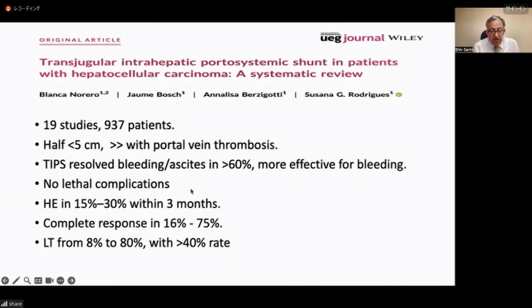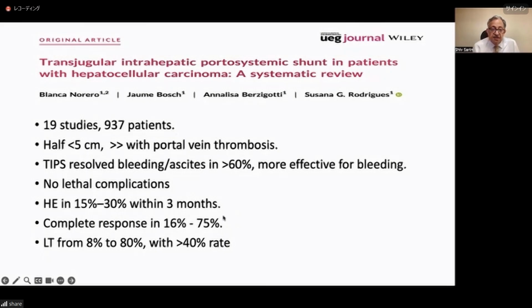There were no lethal complications. Encephalopathy developed in 15% to 30% within 3 months' time. There is a complete response to treatment for variceal bleed or ascites in 16% to 75%. And these patients could complete the anti-cancer treatment for HCC after placing TIPS.